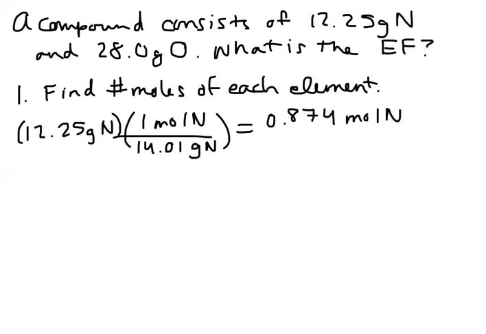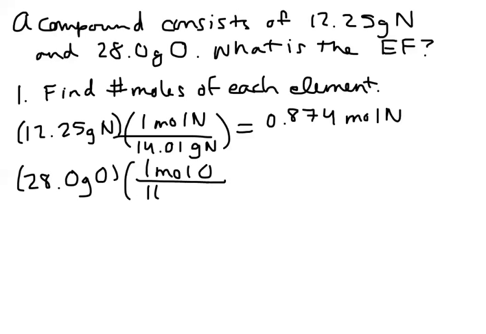Now this step, the significant figures: keep more versus less. I would keep at least 3 to 4 significant figures because it's going to help you figure out your ratios later. Don't cut off the significant figures to 1 or 2. Keep at least 3 or 4 here. And if you figure out how many moles of oxygen you have, 1 mole O to 16.00 grams of O, that gives you 1.75 moles of oxygen.